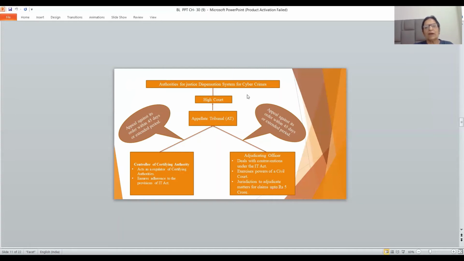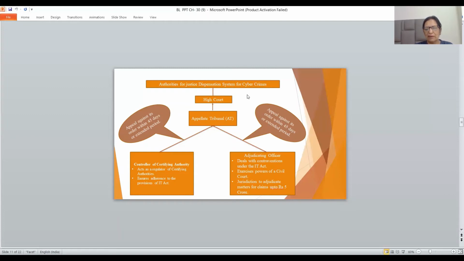Then, if any order has been passed by CCA or adjudicating officer, but the party is aggrieved by the order, then the party has a right to make an appeal to the appellate tribunal within a period of 45 days. Or if the party could not file the appeal within 45 days from the date of receipt of order, and there was sufficient reason for that, then the AT can also permit submission of appeal within the extended period. Now, if AT has reversed or modified the order, and the aggrieved party is still not satisfied with the order of AT, then the aggrieved party will have the right to make an appeal to the High Court.